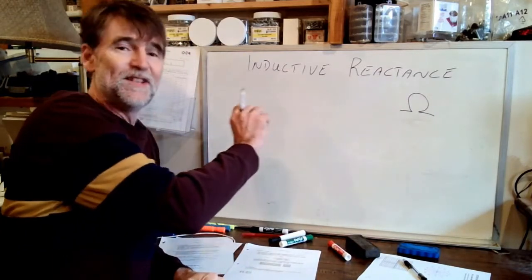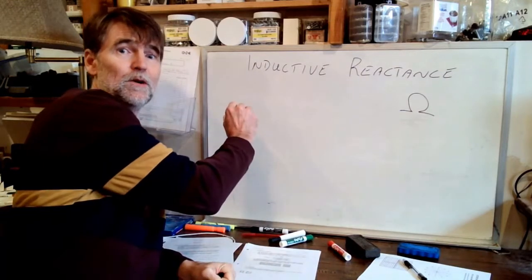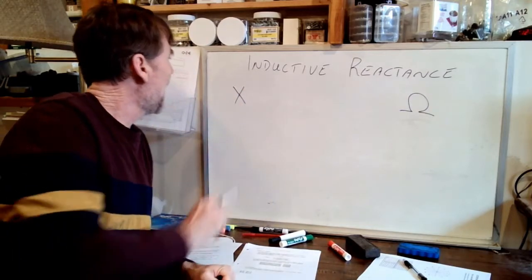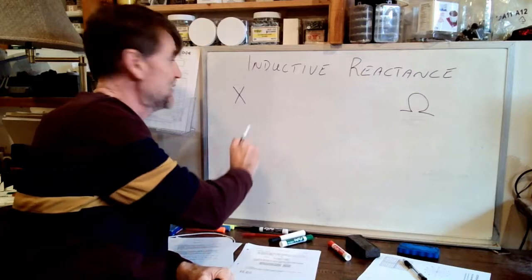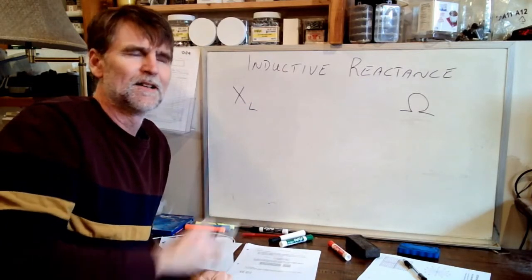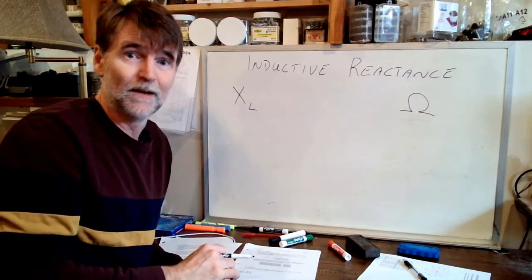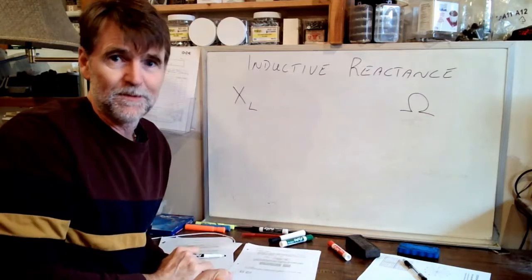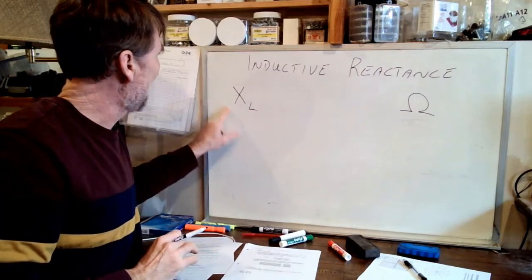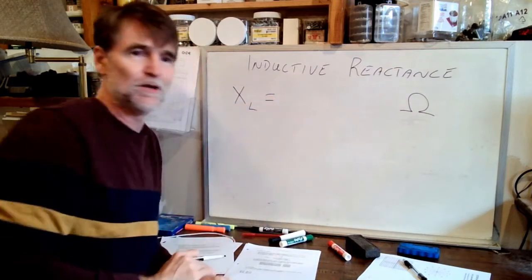Now, resistance we represented with an R. Reactance we are going to represent with an X. And because it's inductive reactance, it's X subscript L. So a little bit of foreshadowing here, we're going to learn about capacitive reactance as well, and it's going to be X subscript C. So inductive reactance, X subscript L, can be calculated. So here's an equation for you.